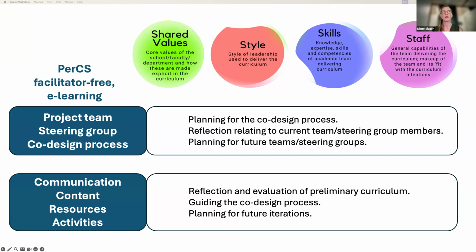But we can also think about it in relation to the level at which the learners engage with the learning resources, so through communication, content, resources, and activity. And then we're going to continue working on this to guide future iterations of developing the e-learning program.